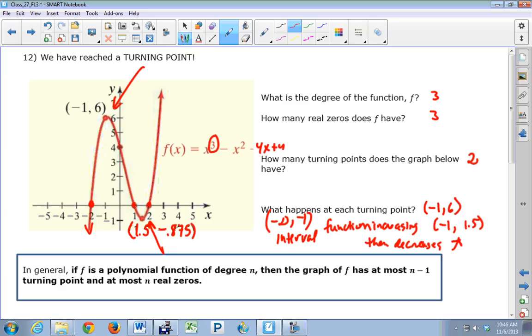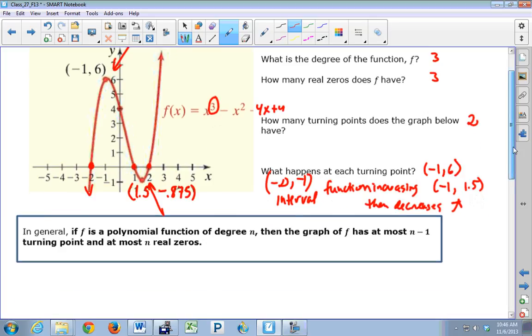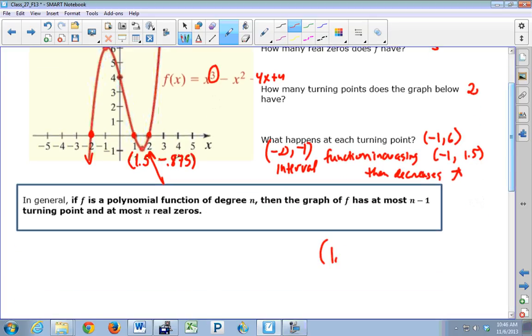Okay. Let's look at our next turning point. So let's look at the turning point 1.5, -0.875. We've already determined that from -1 to 1.5, over that interval, my function is decreasing.